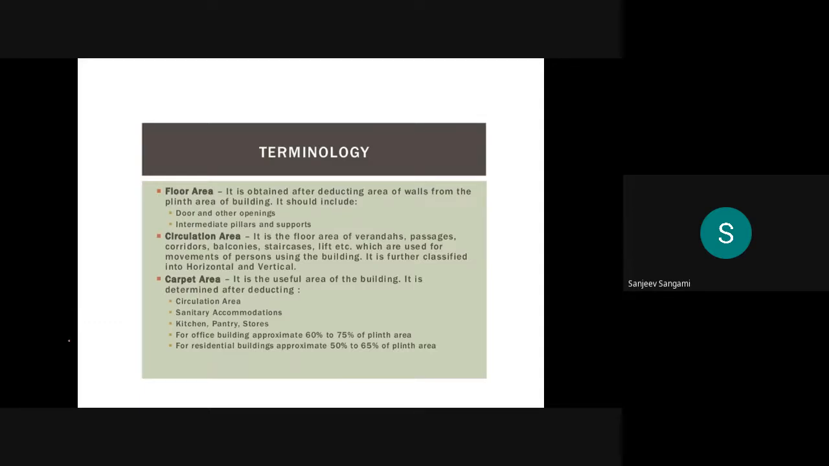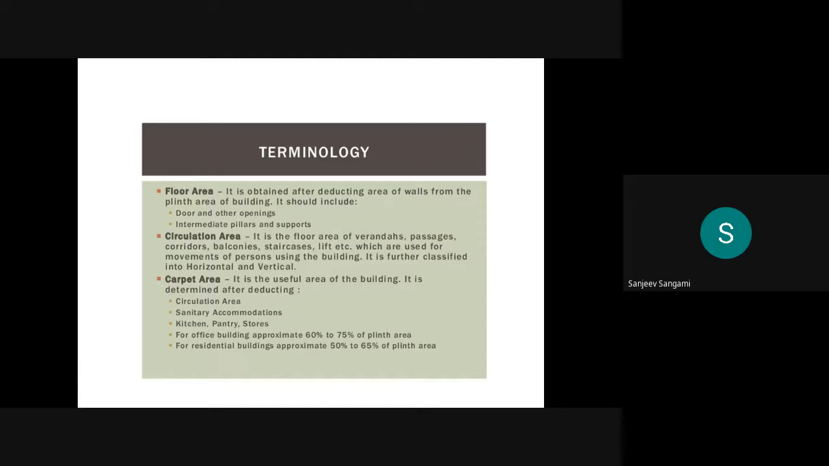Then carpet area. It is the useful area of the building. It is determined after deducting the circulation area, the sanitary accommodations, kitchen, pantry and stores. For office buildings, it is approximately 60% to 75% of the plinth area. Even for residential buildings, approximately 50 to 65% of the plinth area will be considered.